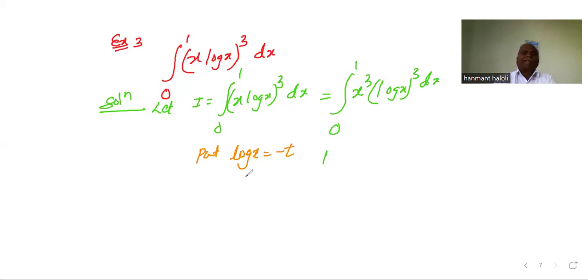To remove log on both sides, take the exponential power: x equals e raised to minus t, and differentiate it, dx equals minus e raised to minus t dt. The derivative of e raised to minus t is e raised to minus t into minus 1. That's why there is a minus 1 times e raised to minus t.